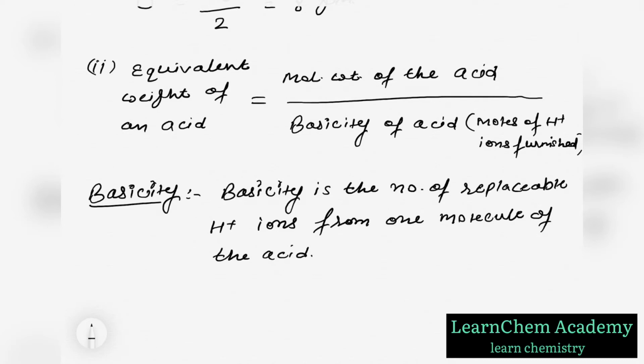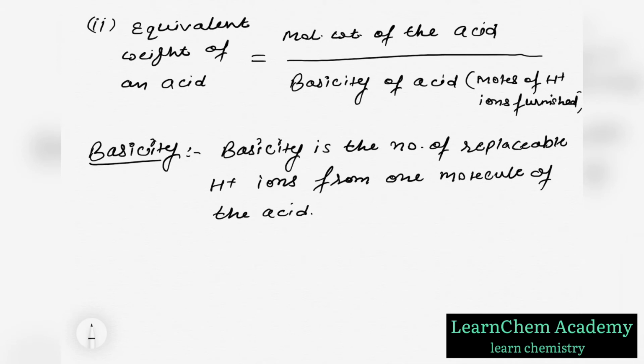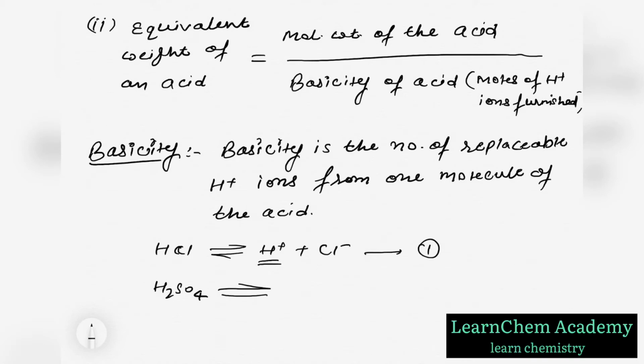If we talk about HCl, on ionization it releases one H plus and one Cl minus, so it gives only one H plus ion, and its basicity is 1. If we talk about H2SO4, on ionization it gives 2 H plus ions and 1 sulfate ion, so its basicity is 2. So how many H plus ions are released by an acid is called the basicity of that acid.